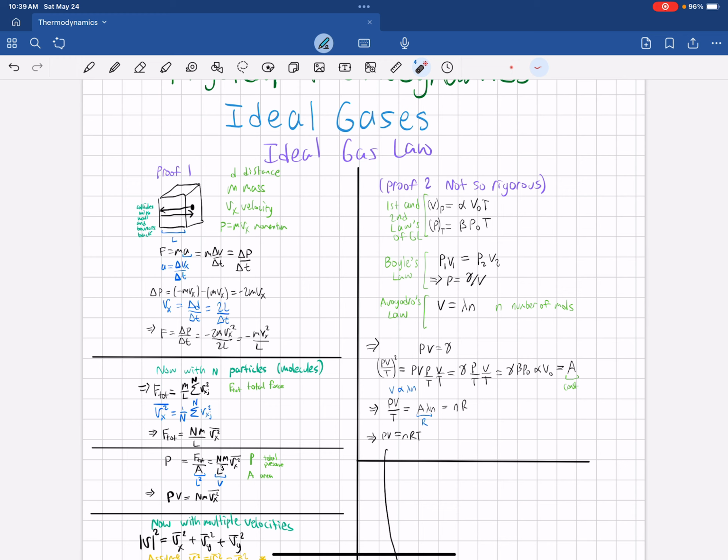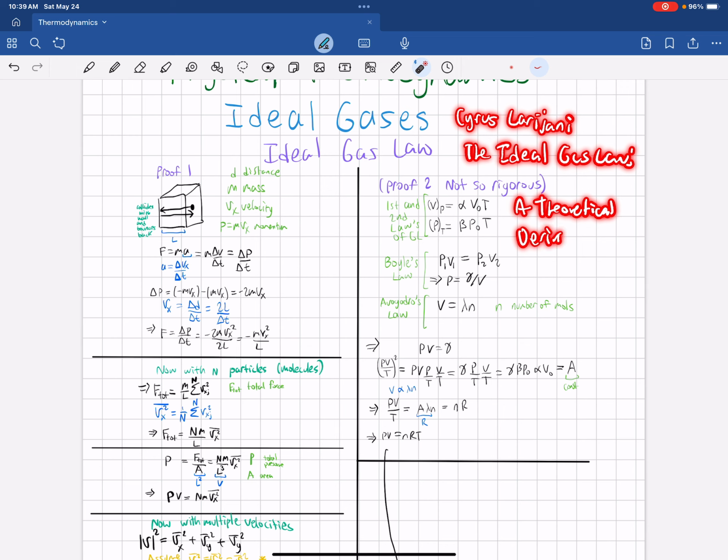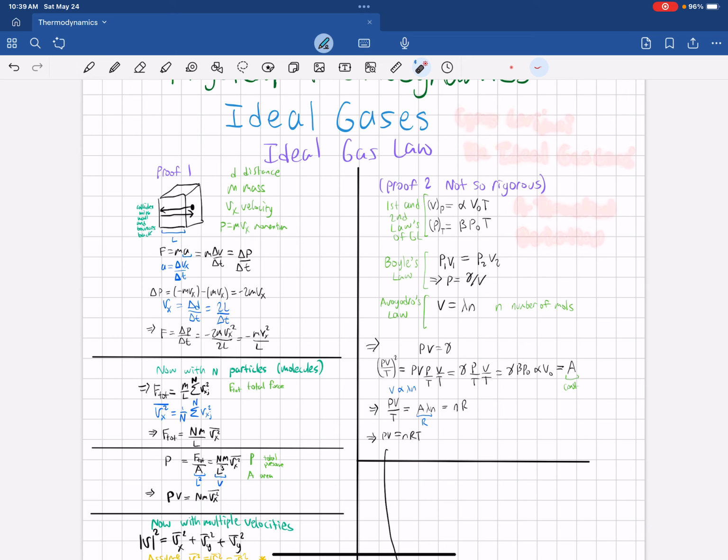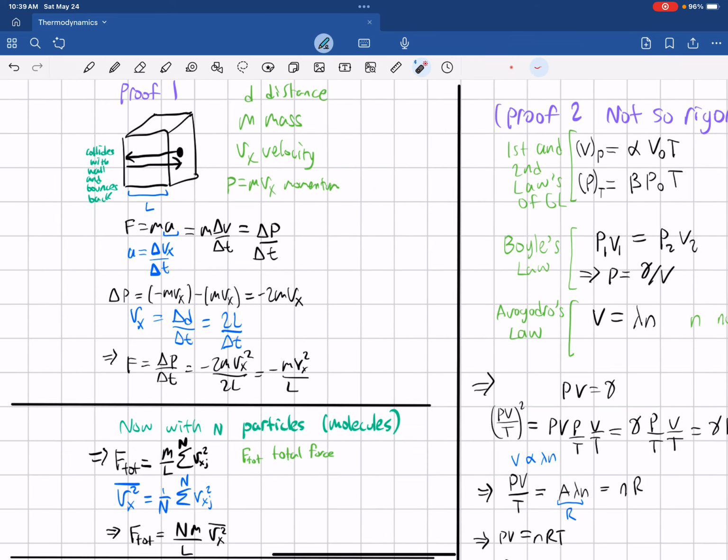If you want to look up the video that I watched, it was by Cyrus Larijani. And the name of the video is The Ideal Gas Law, a Theoretical Derivation. So that will be who the credit belongs to for teaching me this proof, and which I am then showing here.